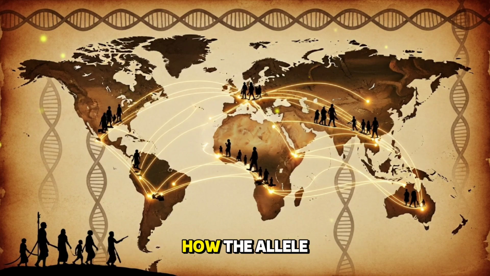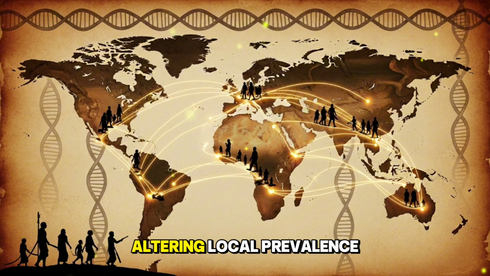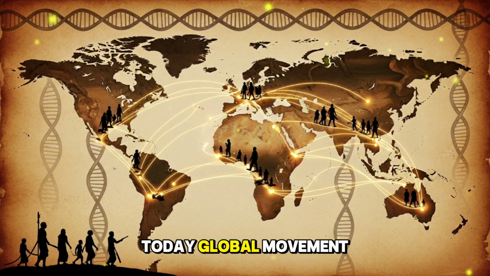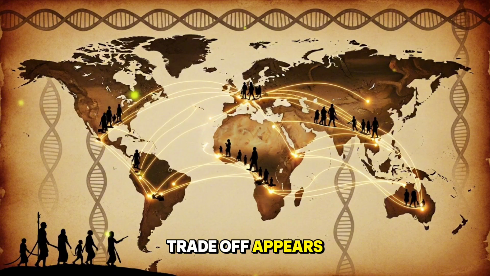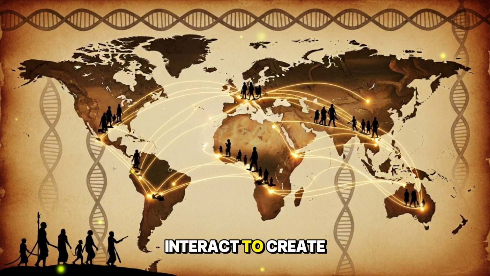Intergenerational dynamics shape how the allele persists. As populations migrate or intermix, gene flow introduces the mutation into new regions, altering local prevalence. Today, global movement continues to reshape distribution patterns, creating populations where the evolutionary trade-off appears in new contexts without the original environmental pressures. In this framework, sickle cell anemia represents a clear example of how selective pressures, genetic variation, and long-term population history interact to create enduring patterns within human lineages.